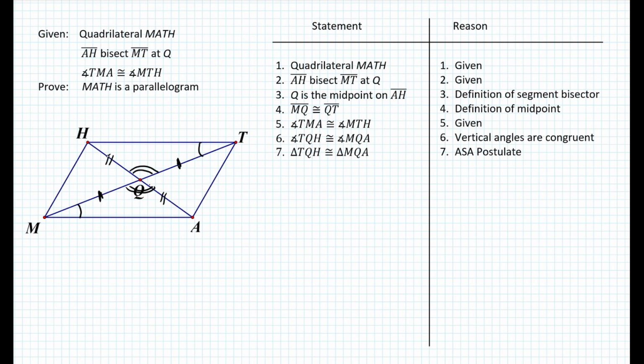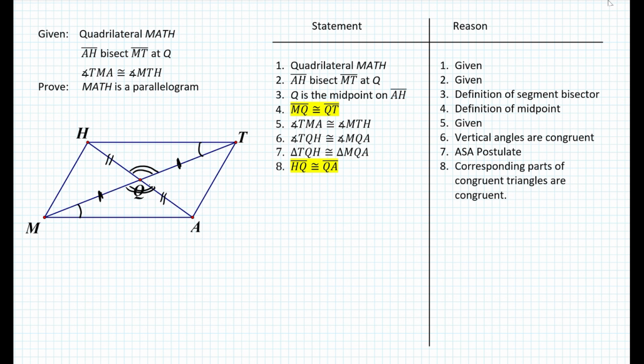Well, why are they congruent? Because those are the corresponding parts of those two congruent triangles. So again, let's write that in the statement reason table. Segment HQ is congruent to segment QA because corresponding parts of congruent triangles are congruent. If we look at step number 4 and 8, we can now clearly see that those diagonals bisect each other. But in order to do that, we do need to be careful with the definition.